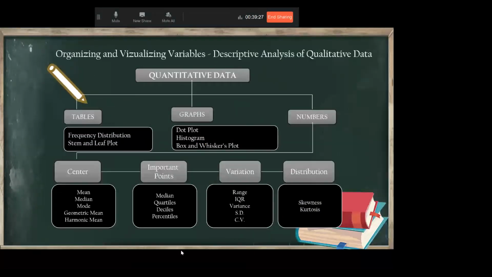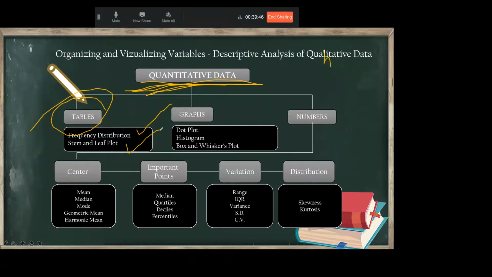Now let's talk about quantitative data. Okay, this is quantitative data, not qualitative. In quantitative data, first let's discuss tables, how to draw tables here. We have two ways to draw a table: frequency distribution and stem and leaf plot or stem and leaf distribution.